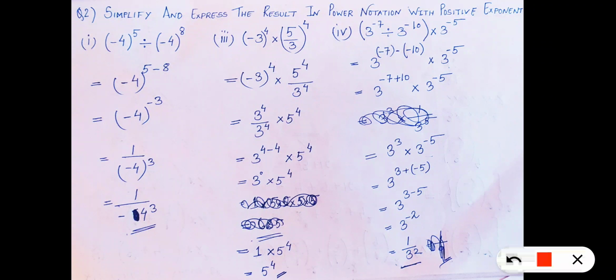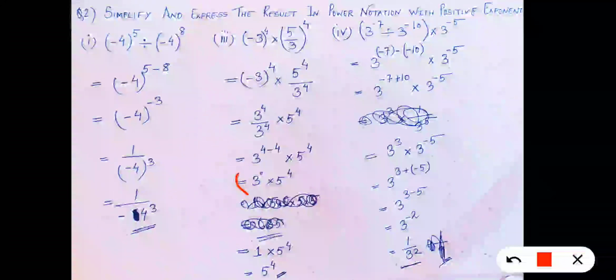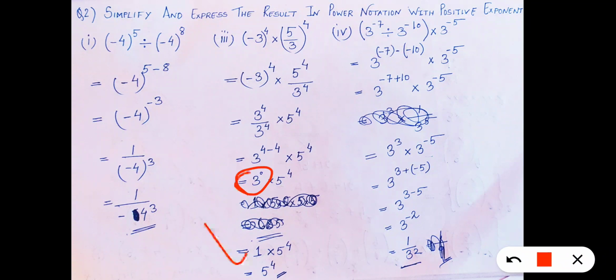Now you see, this is also a law of indices. Bases are same and there is divide, isn't it? So when divide is there, the power should be subtracted. 4 minus 4, and this side we have 5 to the power 4. 4 minus 4 will give you 0. 3 to the power 0 into 5 to the power 4. Anything to the power 0 is 1. And this is 5 to the power 4. Now 1 times 5 to the power 4 is 5 to the power 4. We'll leave the answer in power notation, because the question is asking us for the answer in powers.